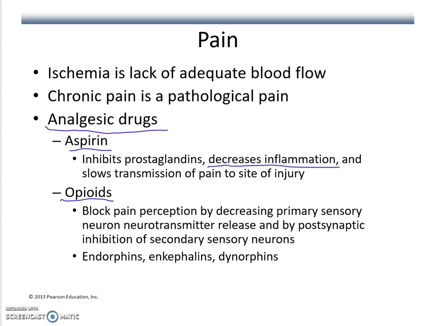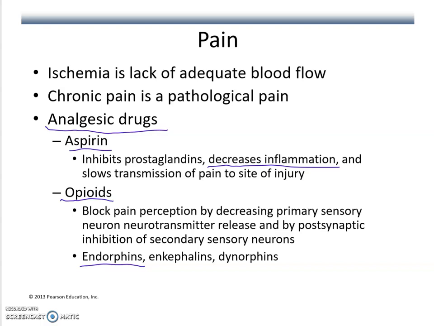Opioids are much stronger substances, and they block pain perception. They decrease primary sensory neurotransmitter release, and thereby block the transmission of pain. Now, we have natural opioids, so-called endorphins. You may have heard of something like the runner's high. Running is kind of painful, and after about 10 minutes, all of a sudden it gets really easy. That's because endogenous opioids, as endorphins, are being released, and you don't really feel the pain anymore. They block the pain.